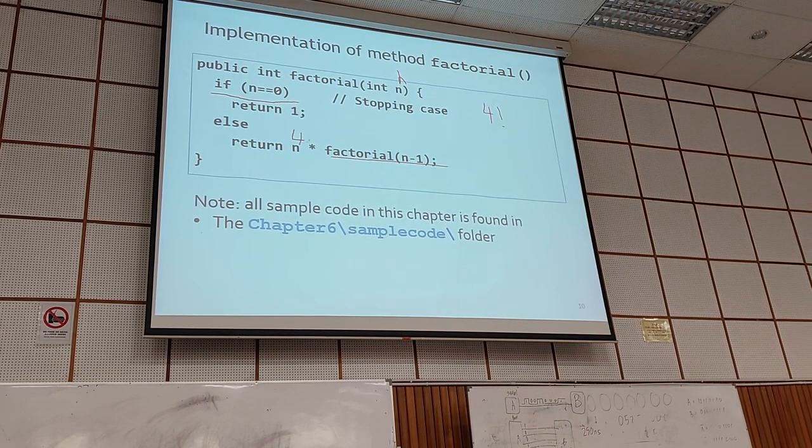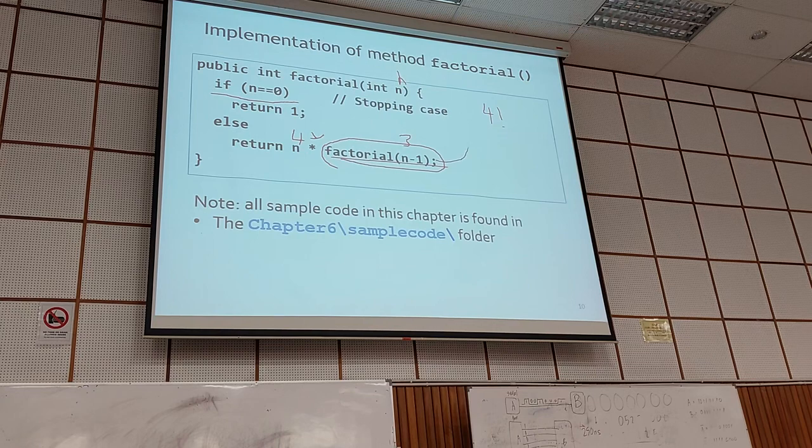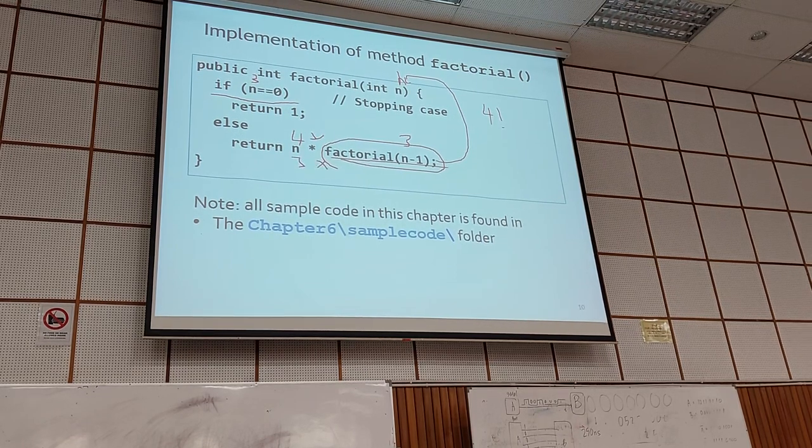So 4 multiplied with 3 factorial. So what is 3 factorial? So we call, this is a recursive call. We call back again. So now what is my n value? n is 3 now. So is 3 equal to 0? No. So 3 times, now n minus 1 is 2. So we call back again, alright? So this is a recursive call. So this is a recursive method, this is a recursive call. We call the same method again.